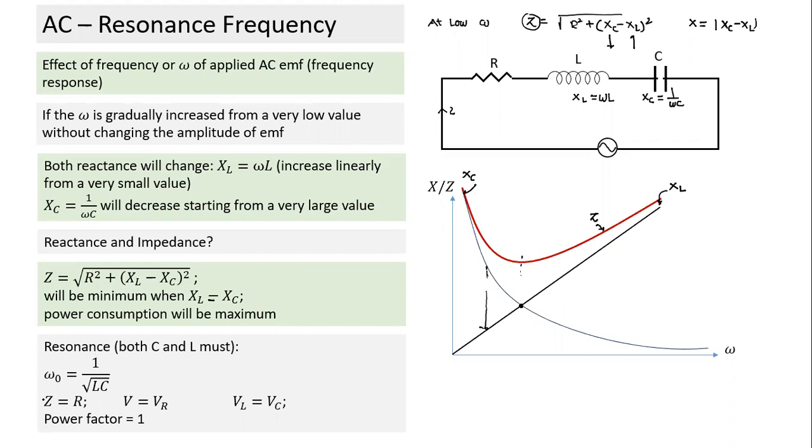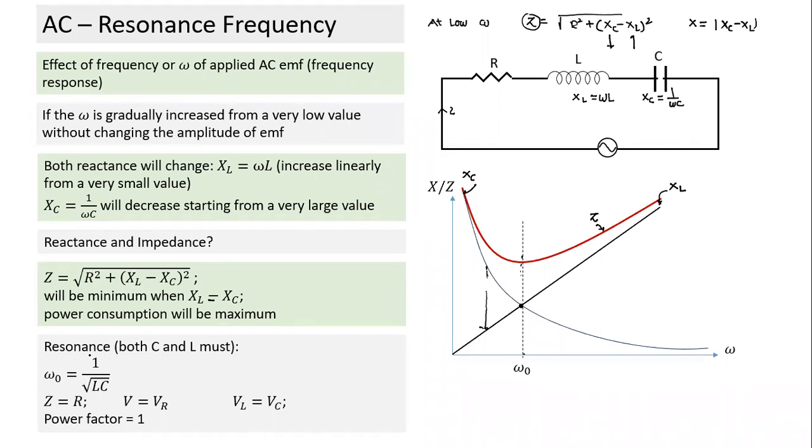Another way to define resonance is at resonance, impedance is equal to R. Applied voltage is equal to VR. VL is equal to VC. Power factor is 1. All are just coming from one relationship, XL is equal to XC. And this particular frequency, we call the resonance angular frequency. If we apply a source whose angular frequency is equal to the natural frequency, which we call omega naught, it doesn't depend on the source, it depends on the circuit elements, and is called the natural frequency of the LRC circuit.